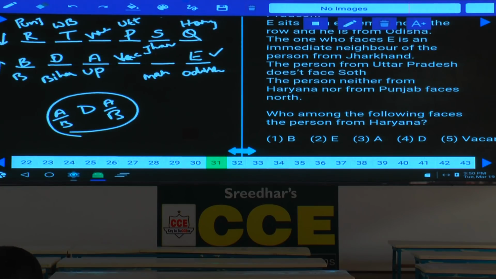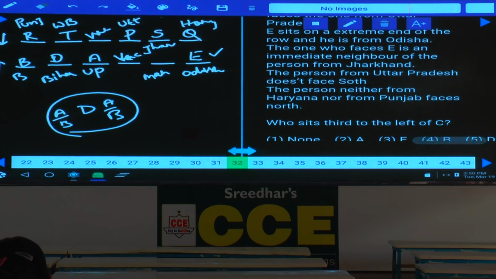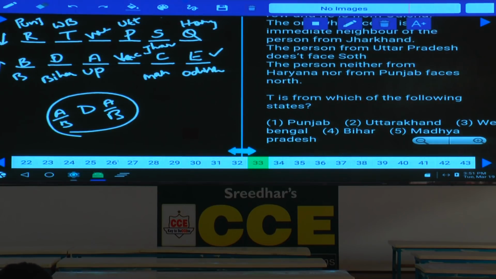Then who among the following faces the person from Haryana? Now E, the person from Odisha, that is choice 2. Then question number 32, who sits third to the left of C? Third to the left of C, and C is finally here, and third to the left of C, 1, 2, 3, D, the person from Bihar, that is choice 5. Next one, question number 33, T is from which of the following states? T belongs to which state? West Bengal, that is given choice 3.